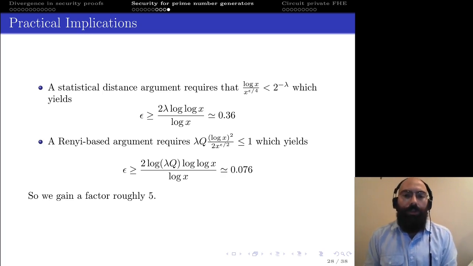We did some computations, and so, as I said, for statistical distance, you need the quantity that bounds the statistical distance to be lower than 2 to the minus lambda, and this gives you epsilon to be asymptotically higher than 0.36, whereas when you use a Renyi-based argument with the relative error, you need a bound that is roughly 5 times lower, so fewer bits of randomness are needed.